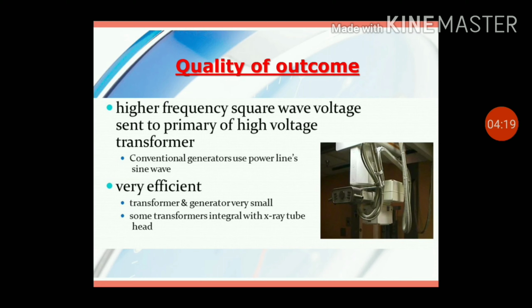Quality of outcome. In a medium high frequency generator, a higher frequency square voltage is sent to the primary side of the high voltage transformer. High frequency pulses to the high voltage supply of an X-ray generator result in a narrowed spectrum of the X-ray beam that potentially lowers the patient dose. When the X-ray transformer operates in a high range of frequency, it becomes more efficient. It can also be reduced in weight and mounted in the tube head, which will eliminate the high tension cables also.